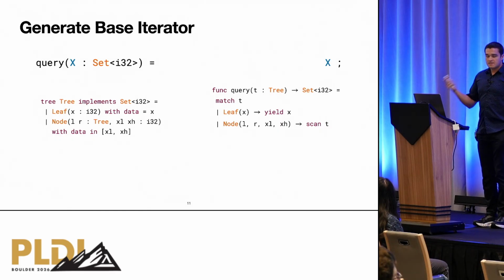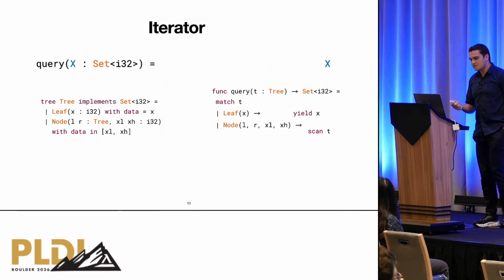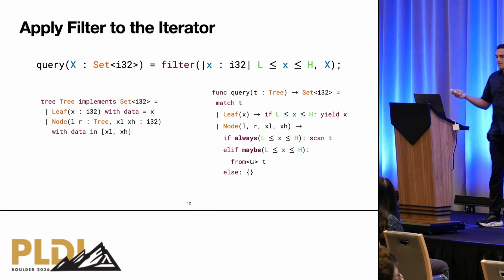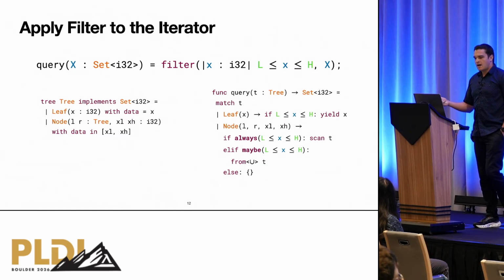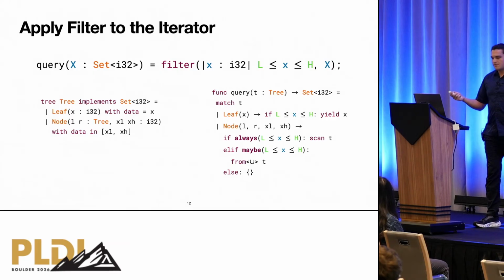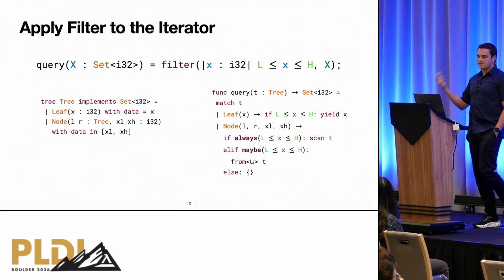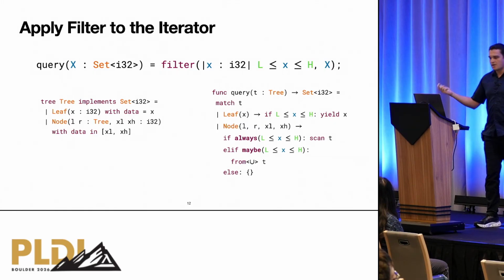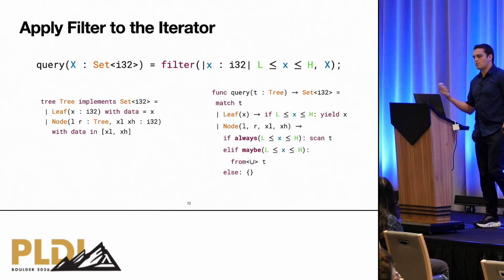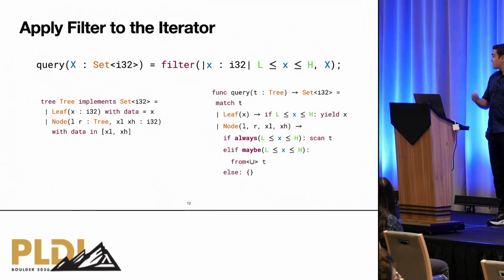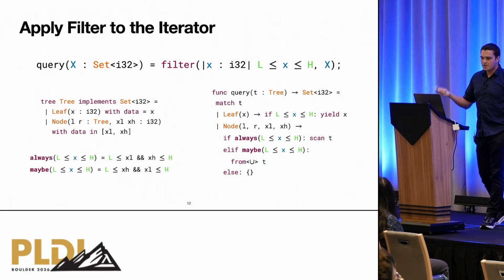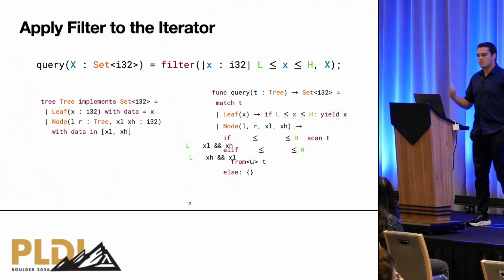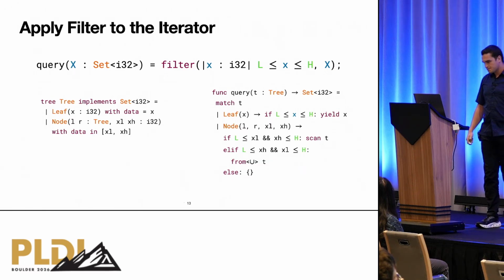If we want to take this base iterator and generate the filter that I showed previously, we simply rewrite the yield of x to be guarded by the filter predicate, and we rewrite the scan of the subtree t to be wrapped in an always condition for the filter predicate, or in the case of the maybe condition being satisfied, we union recursion on t. Otherwise, if it's not always true or maybe true, it's never true, and we return an empty set. For this particular example, the range query, the always and maybe conditions are exactly the interval containment and overlap, respectively. And so the Bonsai compiler stamps in those conditions.